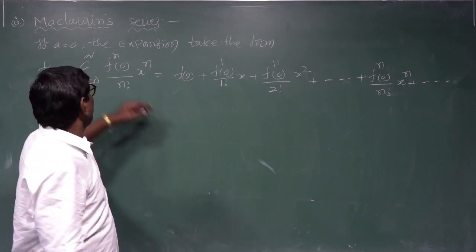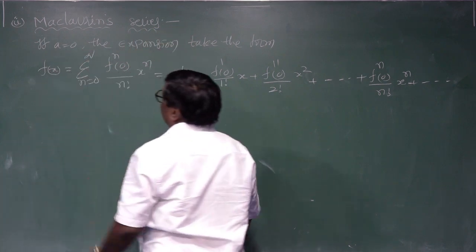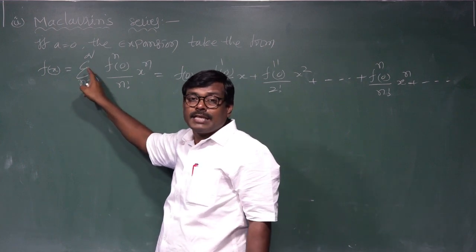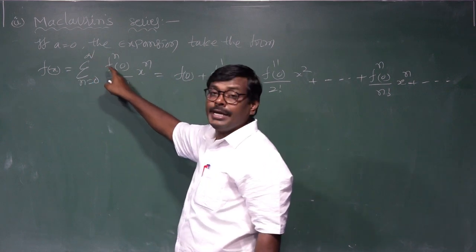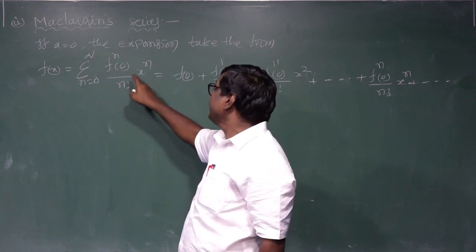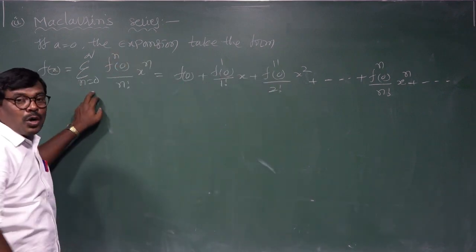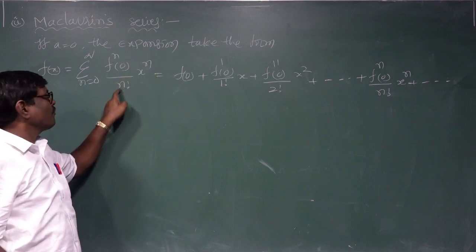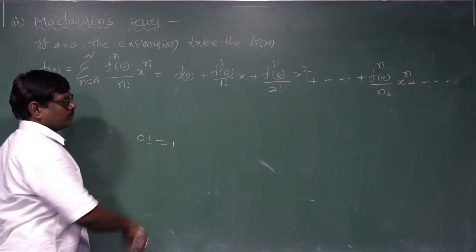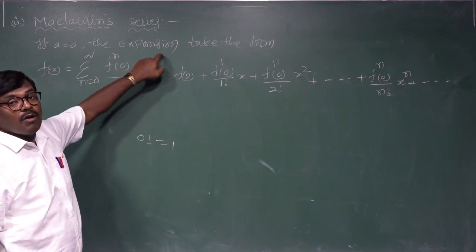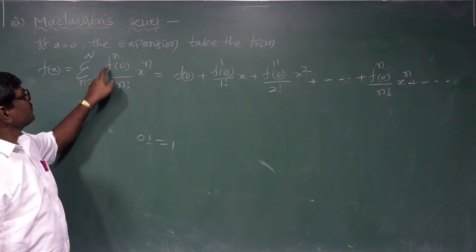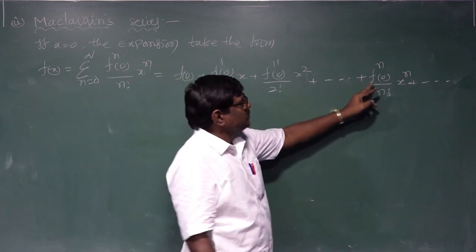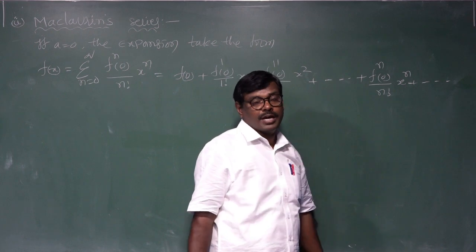Next is the Maclaurin series. If a is equal to 0, the expansion takes the form f of x equal to the summation of n equal to 0 to infinity of f to the power n of 0 by n factorial, times x to the power n. For n equal to 0, we get f of 0, x to the power 0 is 1, and 0 factorial is 1. Next, n equal to 1, f dash of 0, x to the power 1 by 1 factorial. Then n equal to 2, f double dash of 0 into x square by 2 factorial, and so on, plus f to the power n of 0 by n factorial into x to the power n, plus so on.